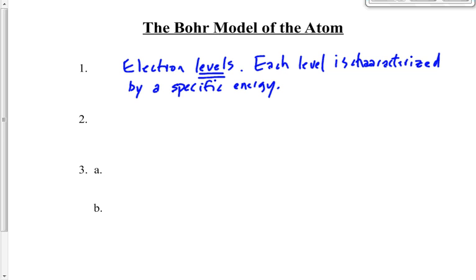You'd make a transition. The electrons can make transitions between levels as well. Okay, I'm actually giving you the third one here. I skipped the second one. The electrons can make transitions as well. They can jump.